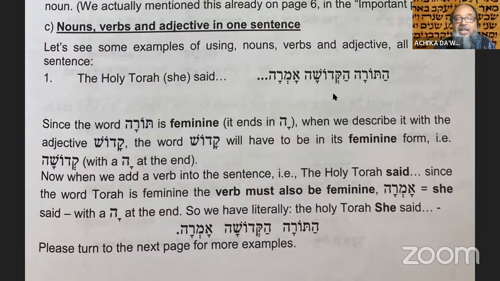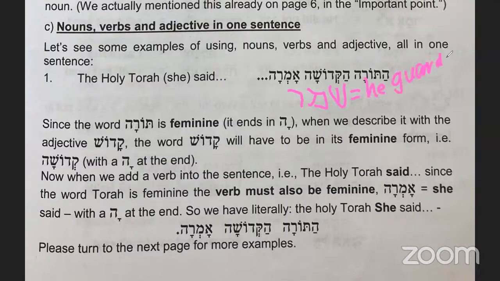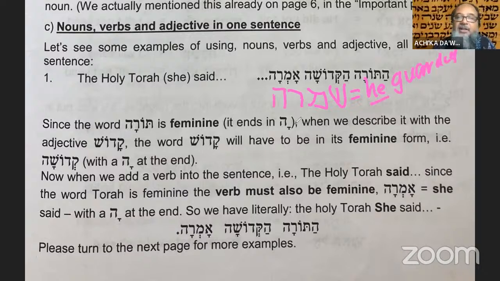Okay. So anything like shamar. Okay. Shamar means what? He guarded. Thank you. He guarded. So I put that shamara on there. That means she guarded. It's still perfect.